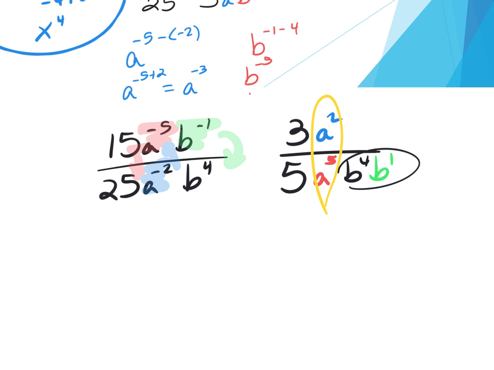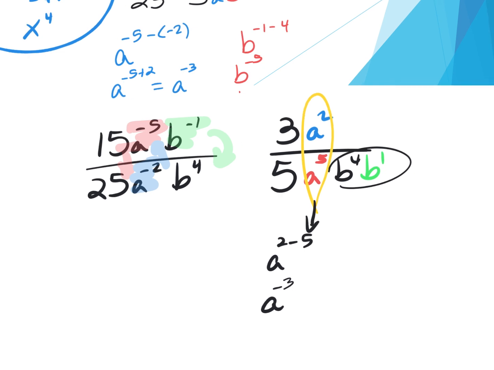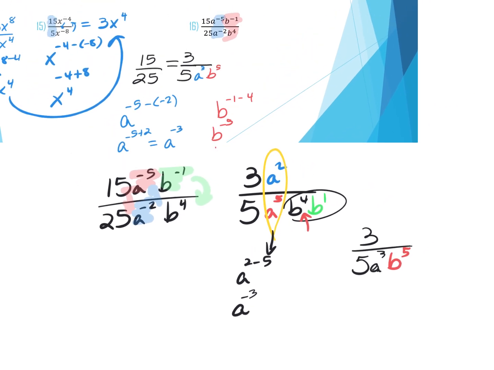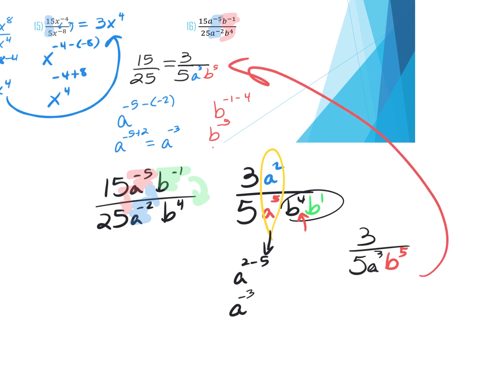So for the a's, if I take a squared and then subtract the 5, I get -3. So then that's going to put that a to the third in the bottom. So I have 3/5, a to the third in the bottom. And then the b's, you're just adding these two because it's multiply. So 4 plus 1 is 5. Same answer I got when I did it that way.